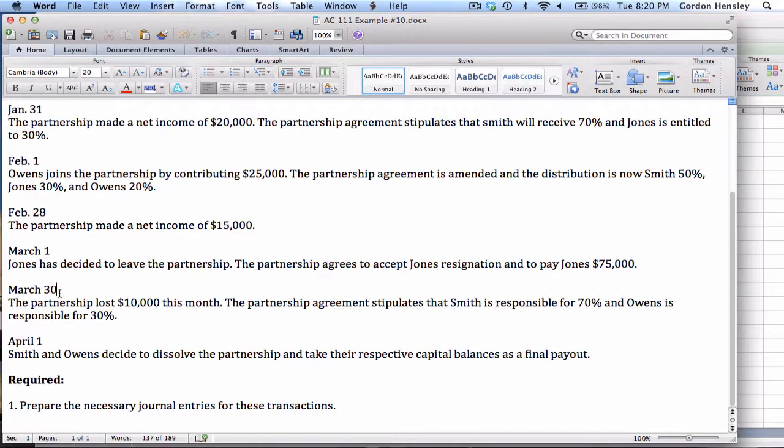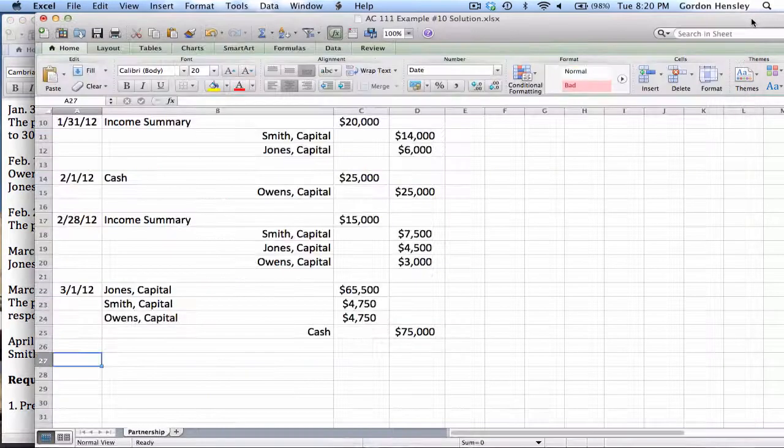Then on March the 30th, now we have a little bit of bad news to report. The partnership lost money this month. This month we lost $10,000. So according to this new partnership agreement, it's now 70% Smith, 30% Owens. Well, this is the first time they've ever lost money, so we have to account for that.